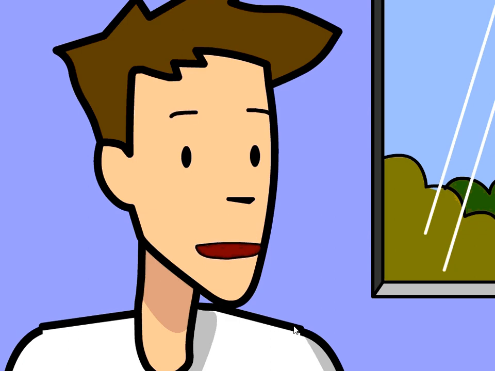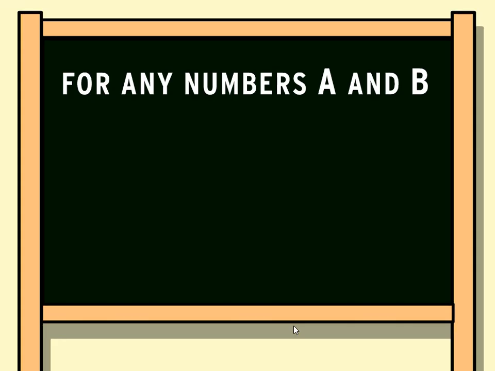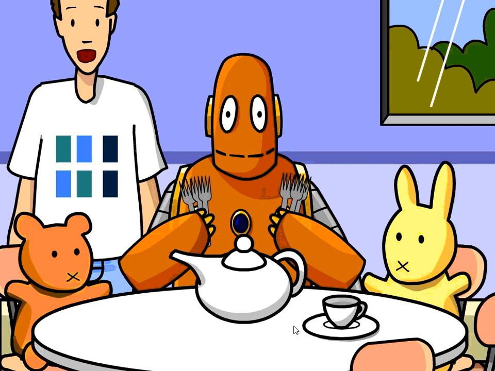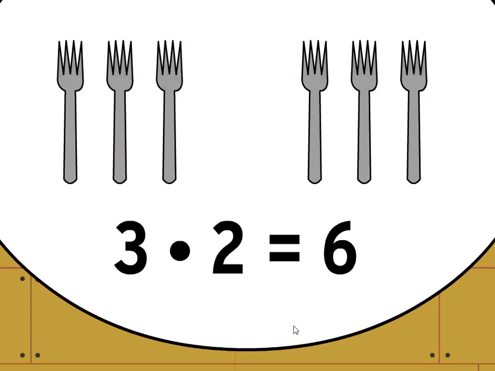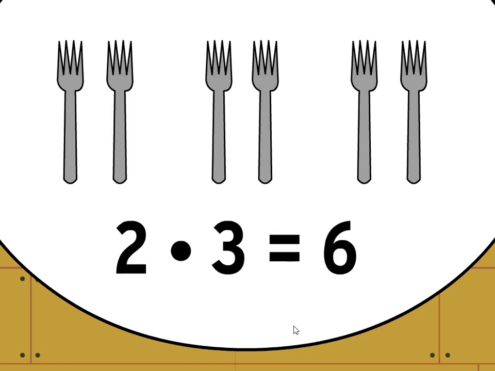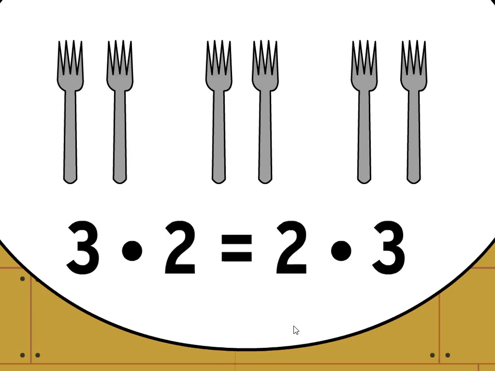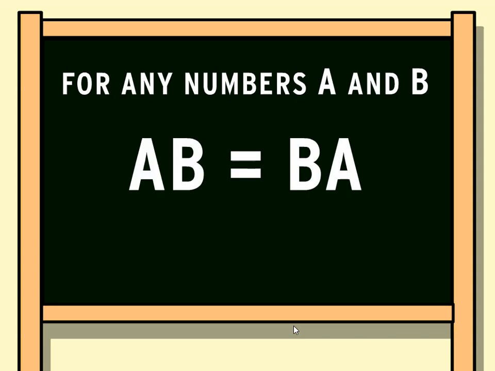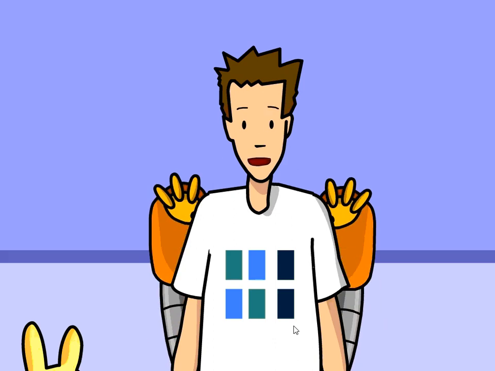That's the commutative property of addition. For any numbers a and b, a plus b equals b plus a. There's a commutative property of multiplication, too. 3 times 2 equals 6. And 2 times 3 equals 6. 3 times 2 equals 2 times 3. For any numbers a and b, a times b equals b times a. There we go, the commutative property of multiplication.